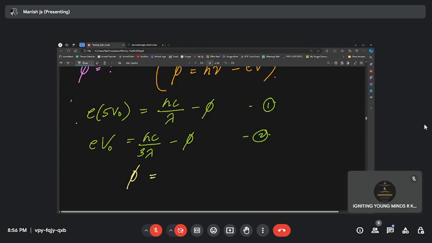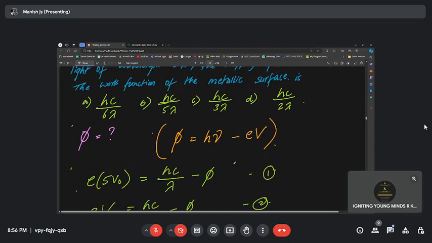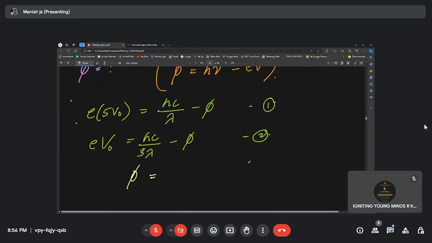Then we had EV naught, here we have at the bottom EV naught, there it is 5 E naught. So what happens? Go for a simplification. You get HC upon 4 EV naught. Now, in terms of lambda, is it HC upon 6 lambda or 5 lambda or 3 lambda or 2 lambda? The HC upon 2 lambda.